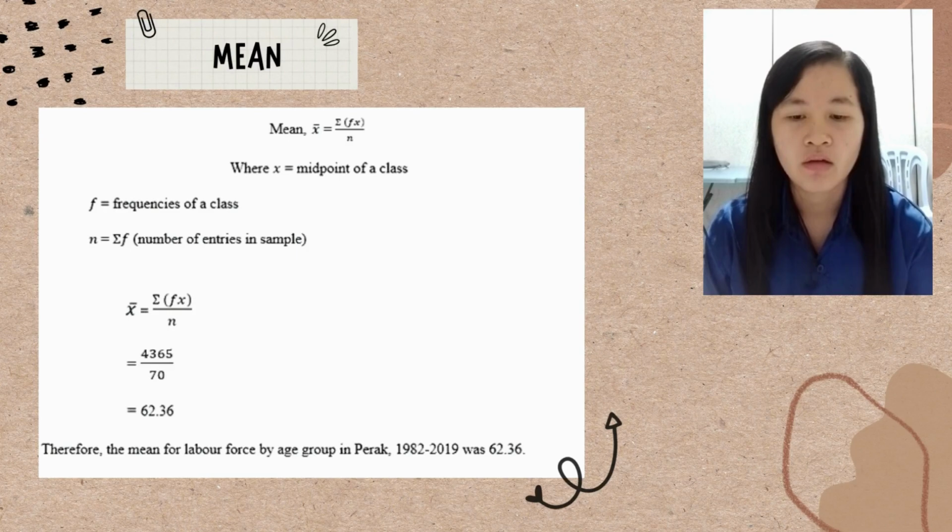So the formula for the mean is the sum of entries in the sample divided by the number of entries. The sum of entries in the sample is 4365, divided by the frequency of 70, which equals 62.36. Therefore, the mean for labor force by age group in Perak was 62.36.